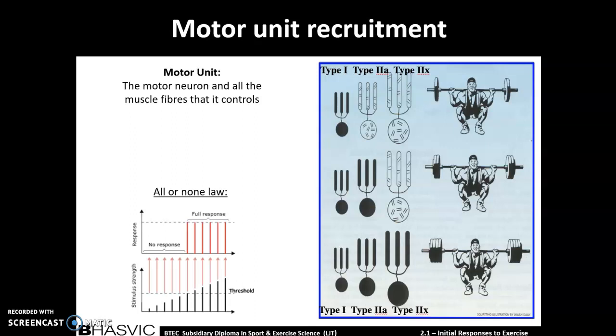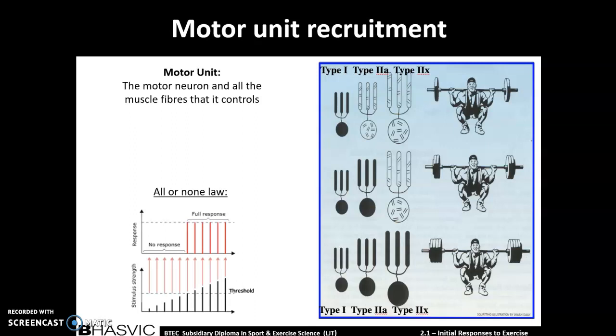The all or none law, this shows that as the impulse down the motor neuron is greater, so as it passes the threshold, it causes a full response at every single muscle fiber that motor unit is connected to. They will all contract. But if the impulse isn't above that threshold, or it's too weak, that means none of the muscle fibers would contract in that motor unit.